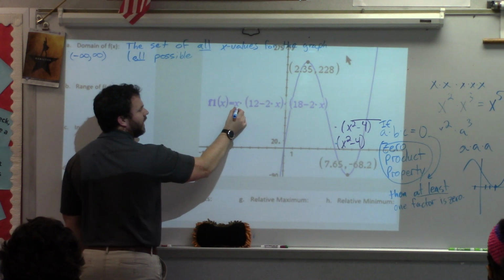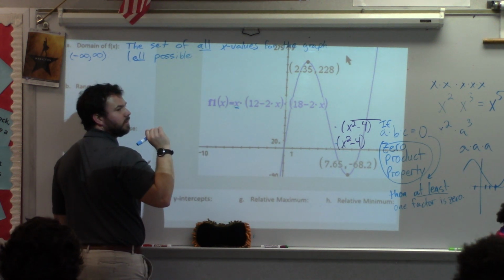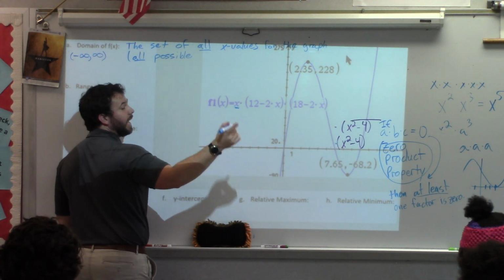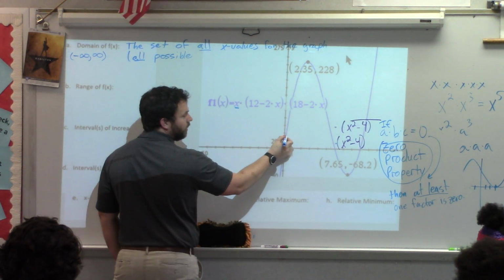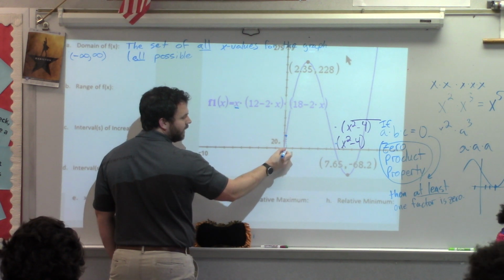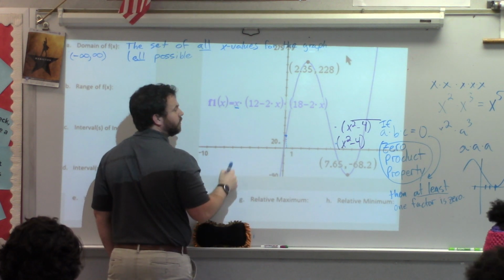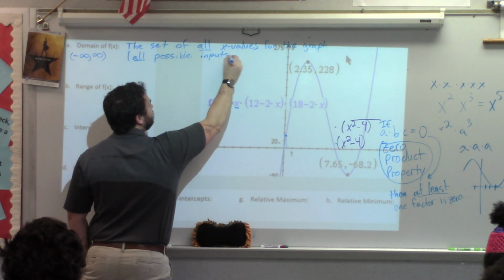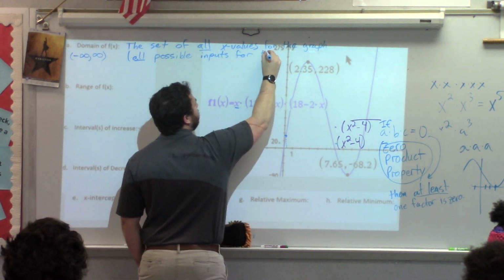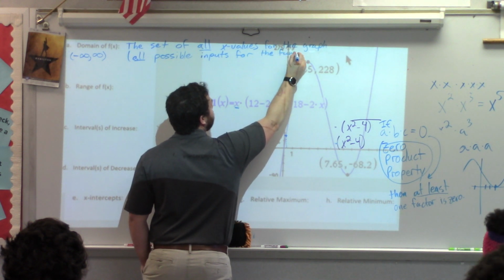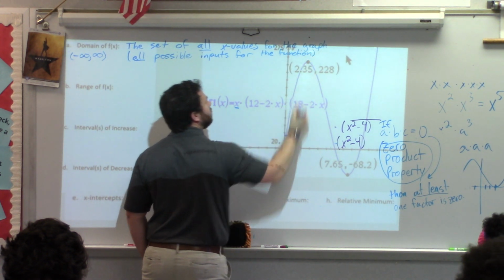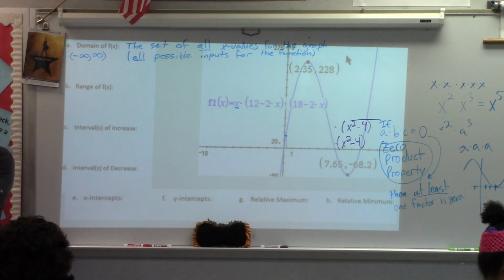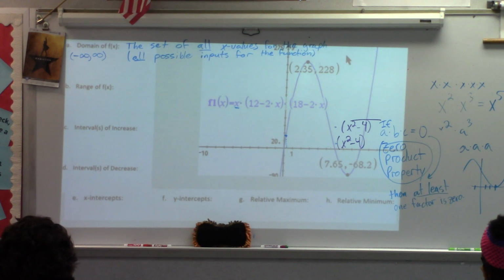What could I do with this x? I could plug something in, so they're also called inputs. They can be integers, but they can also be decimals. Look right here. That's definitely not 0 or 1, right? That's a decimal. So it's all possible inputs for the function. And so we're going to look at both of those ideas with this problem to build that better understanding.